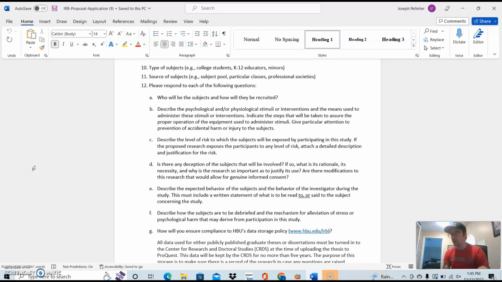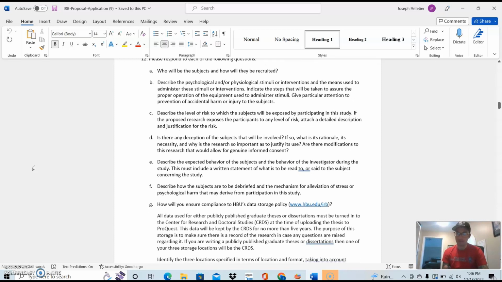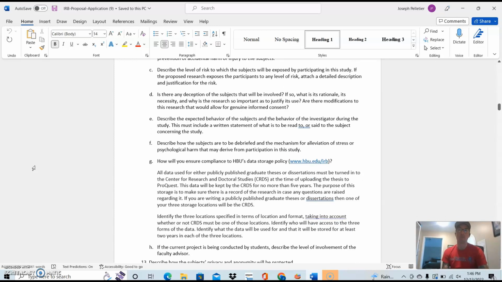So don't say that there's minimal risk if you're asking questions about trauma or something controversial, something like that. Deception, please don't use deception.